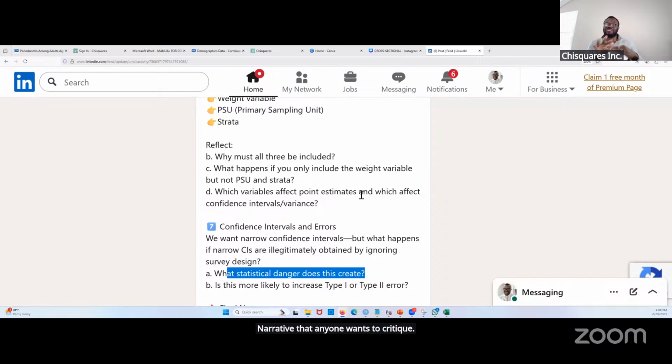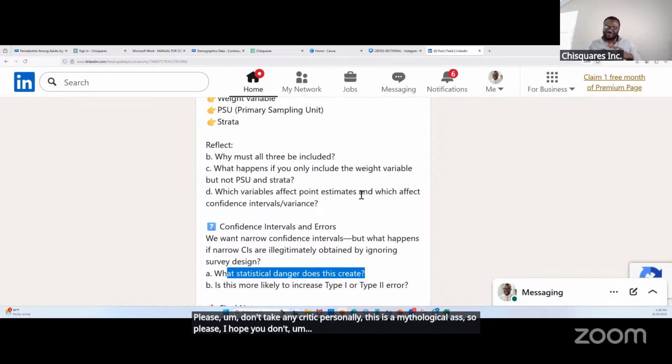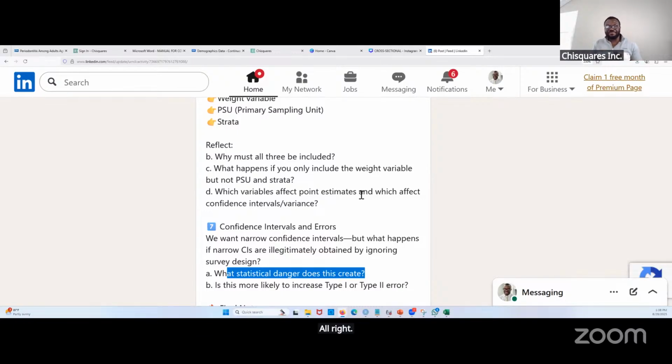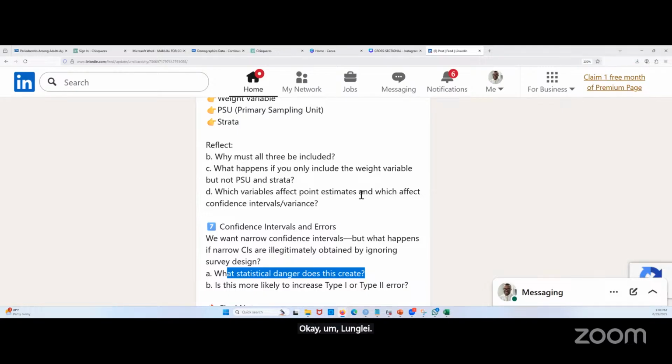Please, don't take any critique personally. This is a methodology class, so I hope you don't. This is just for learning purposes. All right, so does anyone want to share their thoughts on that? No one? Why are you guys so shy today? Okay, Lungley, I saw your hand up.